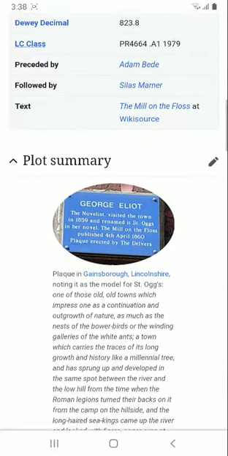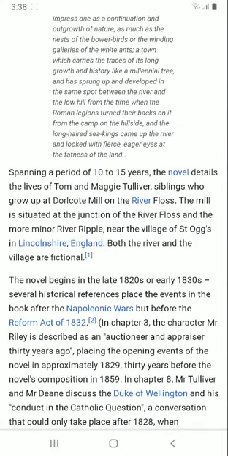So this is the general information about the novel The Mill on the Floss. Spanning a period of time, it takes 10 to 15 years to complete. The complete story lies between 10 to 15 years. So in this novel, we are going to see about two important characters. One is Tom and another one is Maggie Tulliver. Okay, Tom and Maggie are the brothers and sisters.